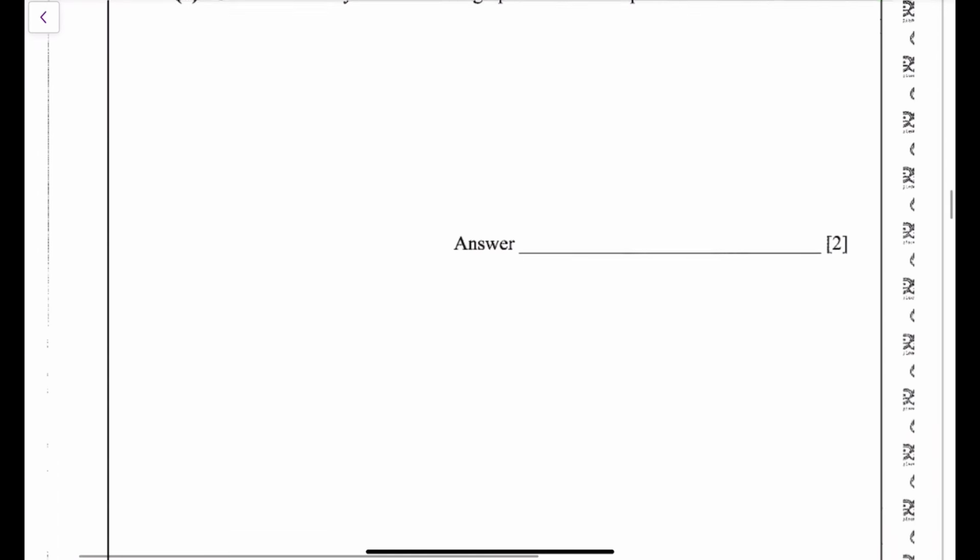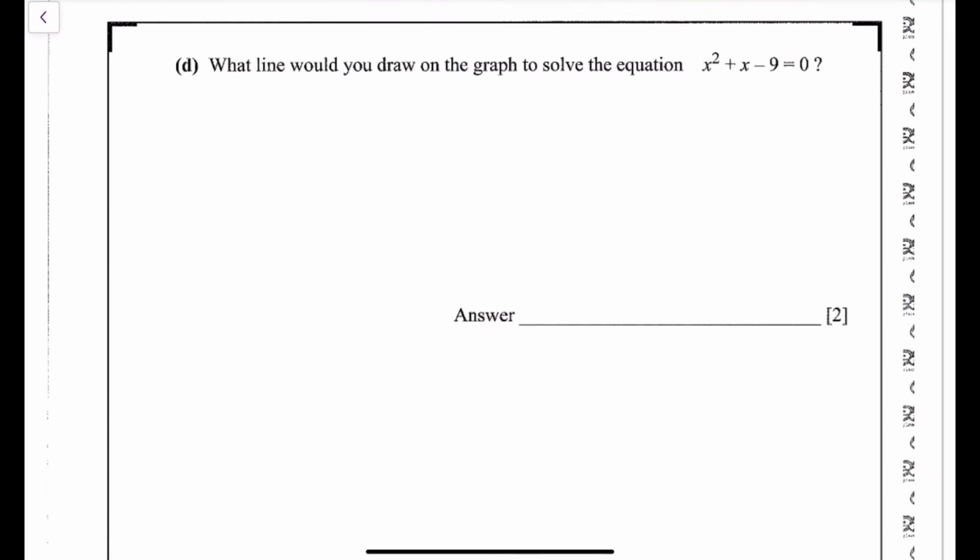Okay, next question, a really good question. It says what line would you draw on the graph to solve? So it's not actually asking you to draw another line, but it's asking you how you would solve this. So let's write down what they give us here. And then underneath that on the left hand side, write down the equation of your curve.